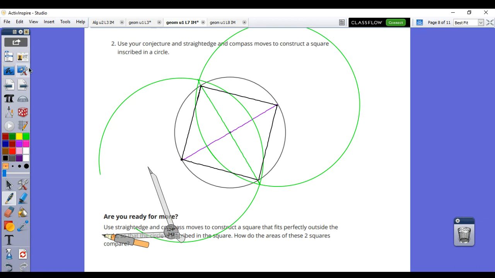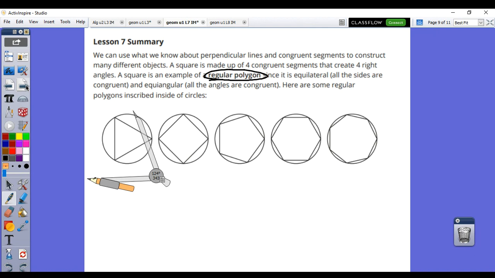Okay, if you're going to do the "Are you ready for more?", I'll let you try that. Can't quite read it. Try to do one that fits perfectly outside of the circle. So I'll let you experiment with that and see if you can figure that one out, if you want to try that. Now in the lesson, you get the summary.